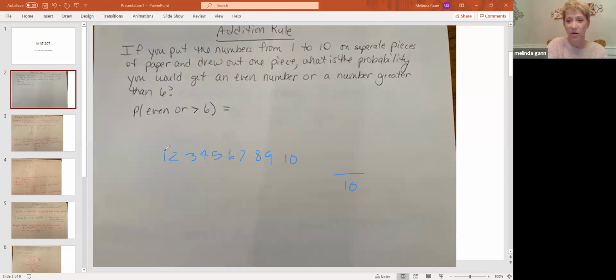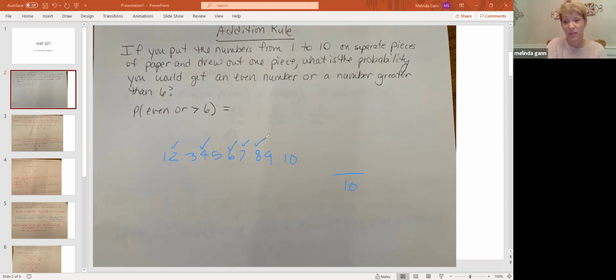Would 1 be a winner? Because it's not even and it's not bigger than 6. Do you understand that 2 would be a winner because it's even? Well, 3 is not a winner, but 4 is because it's even. 5's not a winner. Now 6 is a winner. 6 isn't bigger than 6, but it's still an even number. And if it's even, I win, or if it's bigger than 6, I win. So do you understand that 7 is going to win me something because it's bigger than 6? 8 would be a winner.